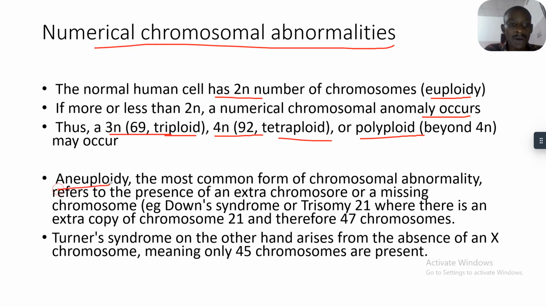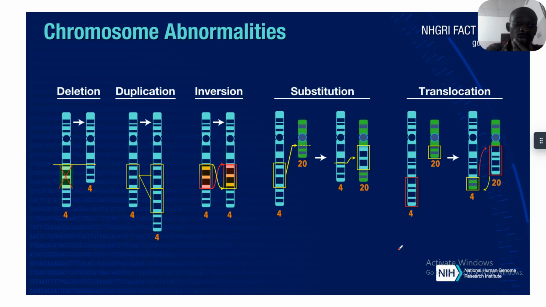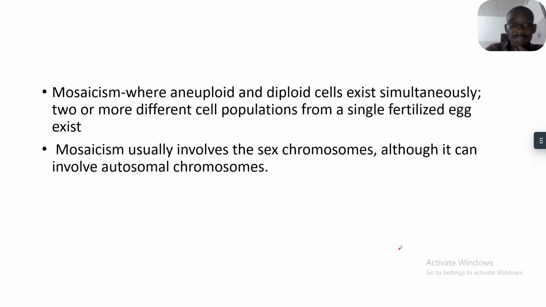How about aneuploidy? It is the most common form of chromosomal abnormality, and it refers to the presence of an extra chromosome or a missing chromosome. Examples: Down syndrome, or trisomy 21, where there is an extra copy of chromosome 21 and therefore 47 chromosomes. Then we have Turner syndrome, where there's an absence of an X chromosome, meaning only 45 chromosomes are present. So these are the chromosome abnormalities.